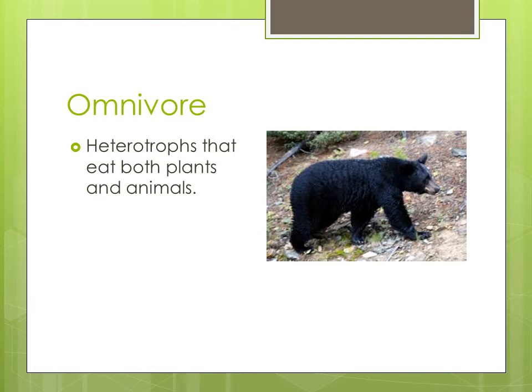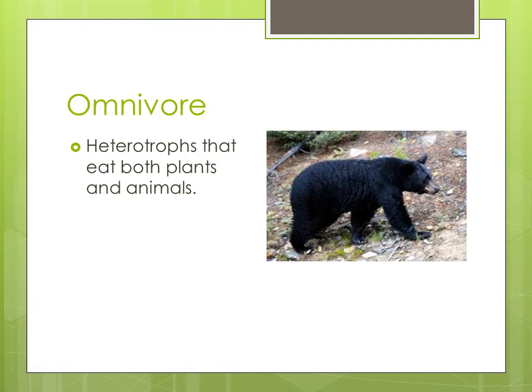Then we have omnivores. Omni meaning all, vores. Like the word voracious means to be very hungry, so eating everything. And of course humans are omnivores. Some of us may choose to be vegetarian or something like that, but you have the capability of digesting both meat and plants. So omnivores eat both meat, animals and plants.